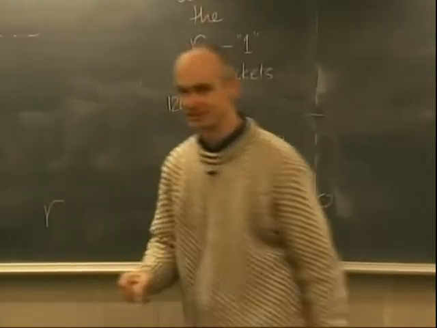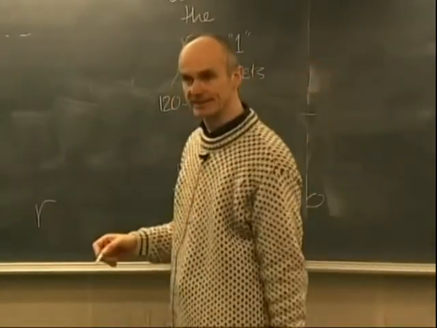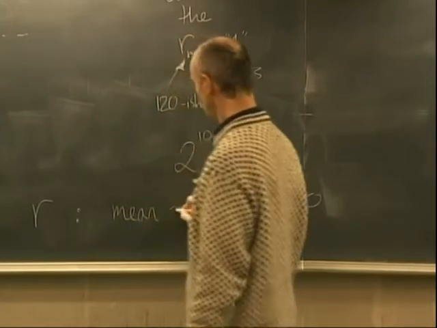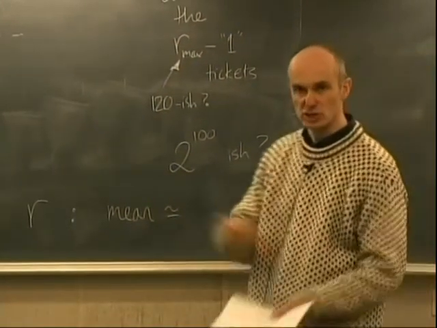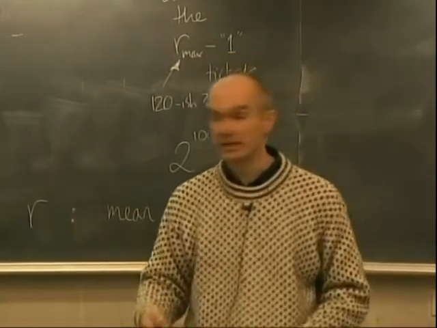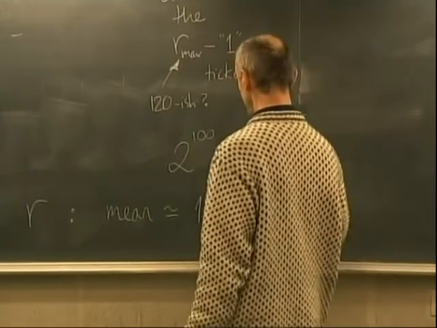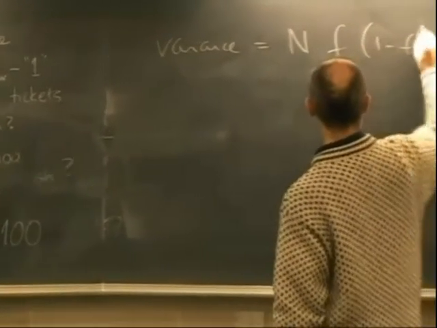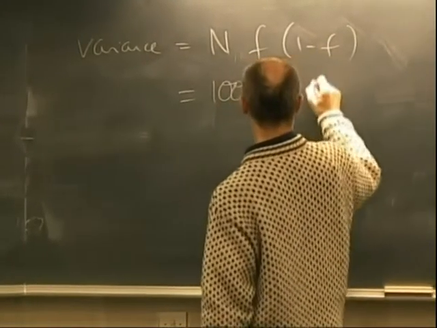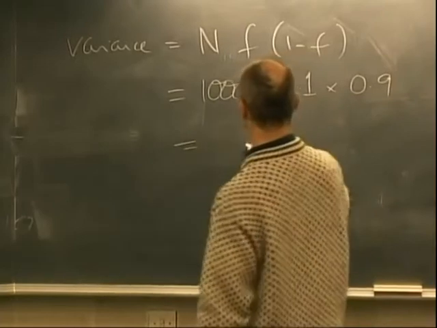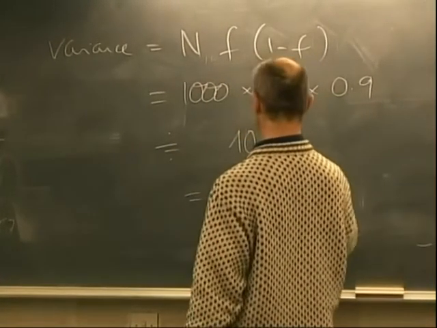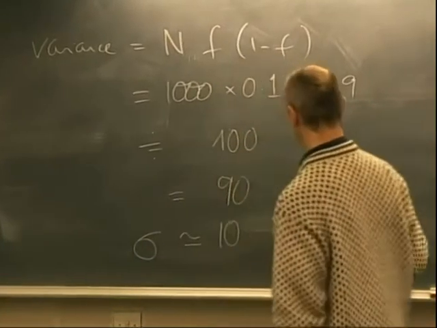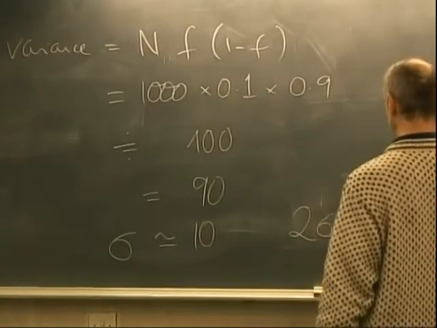The standard deviation of R, the number of ones that we get, is in the order of 10, and two standard deviations is 20. So you went for two standard deviations around the mean. The mean number of ones is 100. And the variance is N F (1 minus F), which is 1,000 times 0.1 times 0.9, which is roughly 100, but it's actually 90. You take the square root of that, which is roughly 10. So sigma, the standard deviation, is 10. And so if you have two standard deviations, you need to go 20 either side.